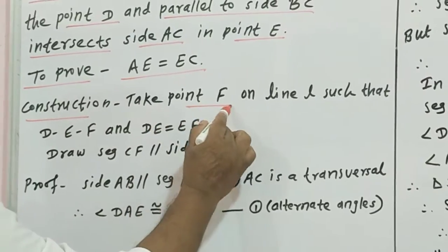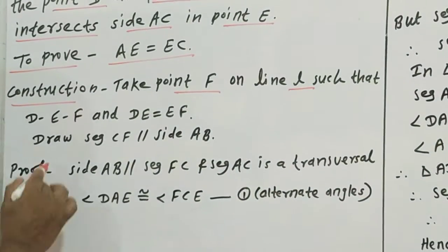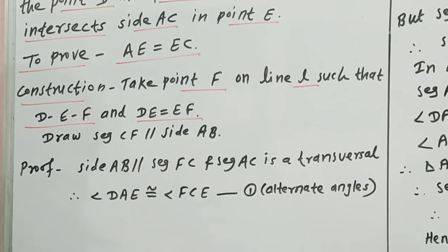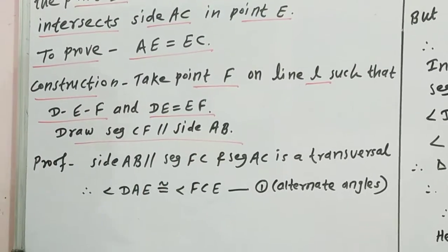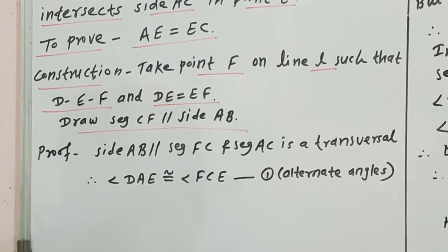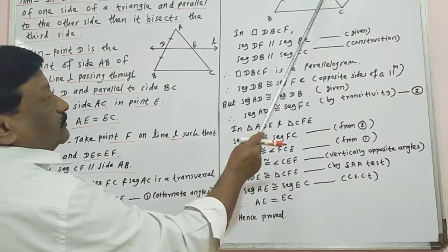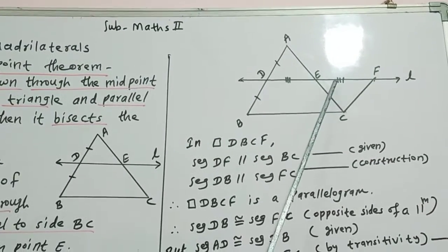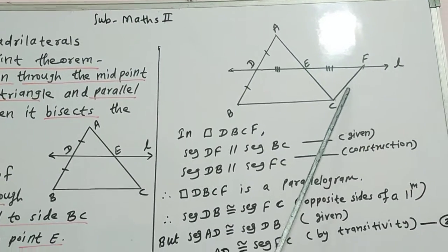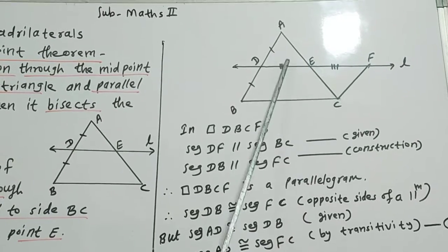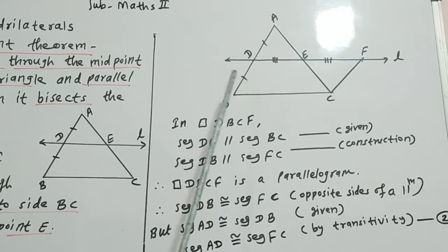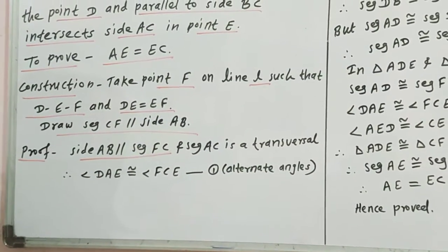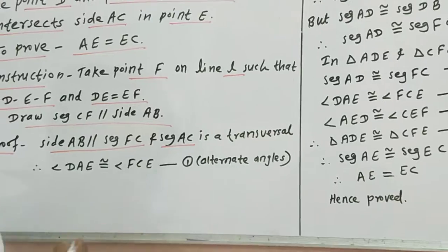Construction: take point F on line L such that D-E-F and DE is equal to EF. Draw segment CF parallel to side AB. Now see the construction in this figure. Take point F on line L such that DE is equal to EF and segment CF is parallel to AB. Now, side AB is parallel to side FC and side AC is a transversal.